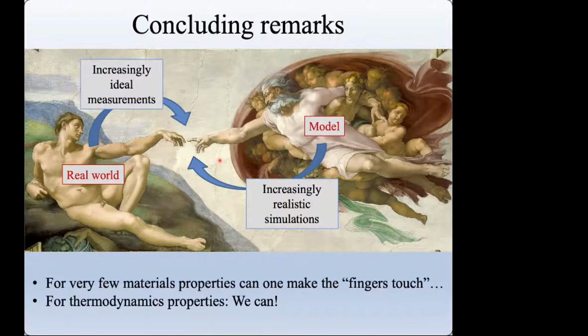Now, I just want to remind you that it's not that common that we have a materials property that we can both predict and measure and actually agree. If you look at mechanical properties, optical properties, or even just simple kinetic diffusion properties, this is very difficult to do. And what is really remarkable here is that for thermodynamic properties, we can actually make what we call a finger touch. We can actually have this agreement at the end.